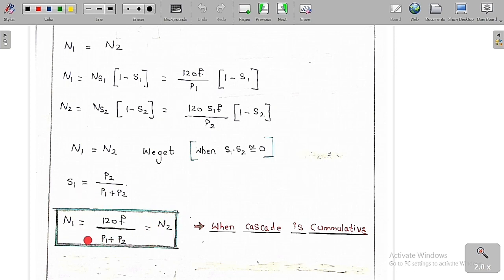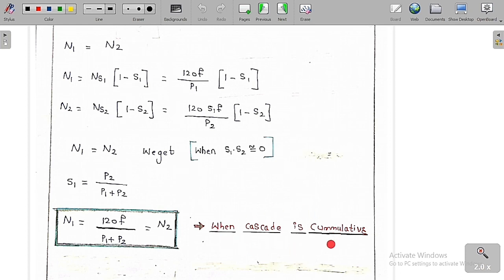So this is the rotor speed it is going to rotate: 120 F by P1 plus P2, whenever we do the cascade in cumulative process. Cascade in cumulative process means the rotation of the synchronous speed in the slip ring induction motor and the induction motor is the same. Whenever the rotation of the synchronous speed in the slip ring induction motor and the induction motor is in the same direction, then we can say the cascade is cumulative process.